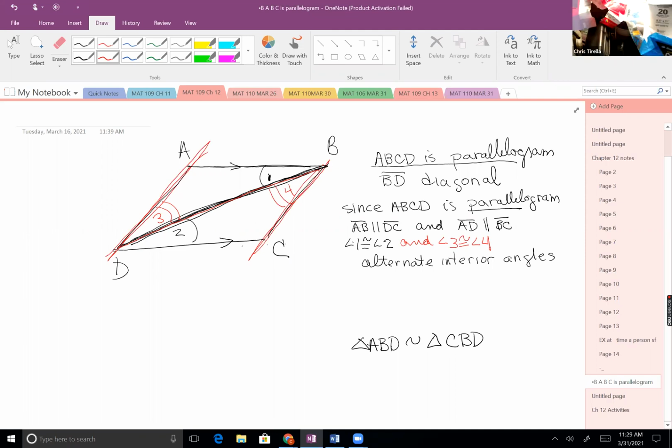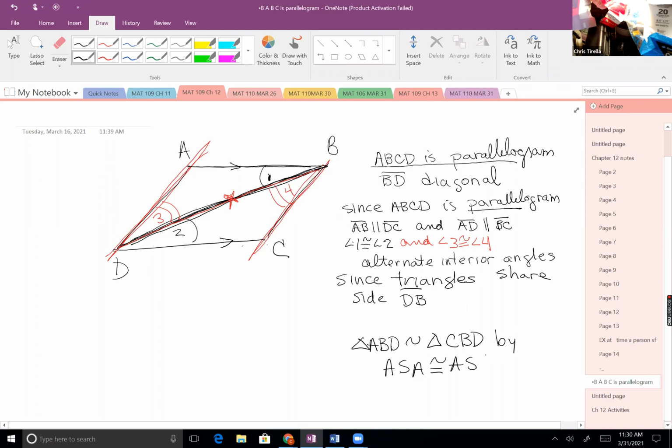Well, I think the question said hint, think angle, side, angle. Don't they share this side? Since the triangles share side DB, the triangles are congruent by angle, side, angle, congruent to angle, side, angle.